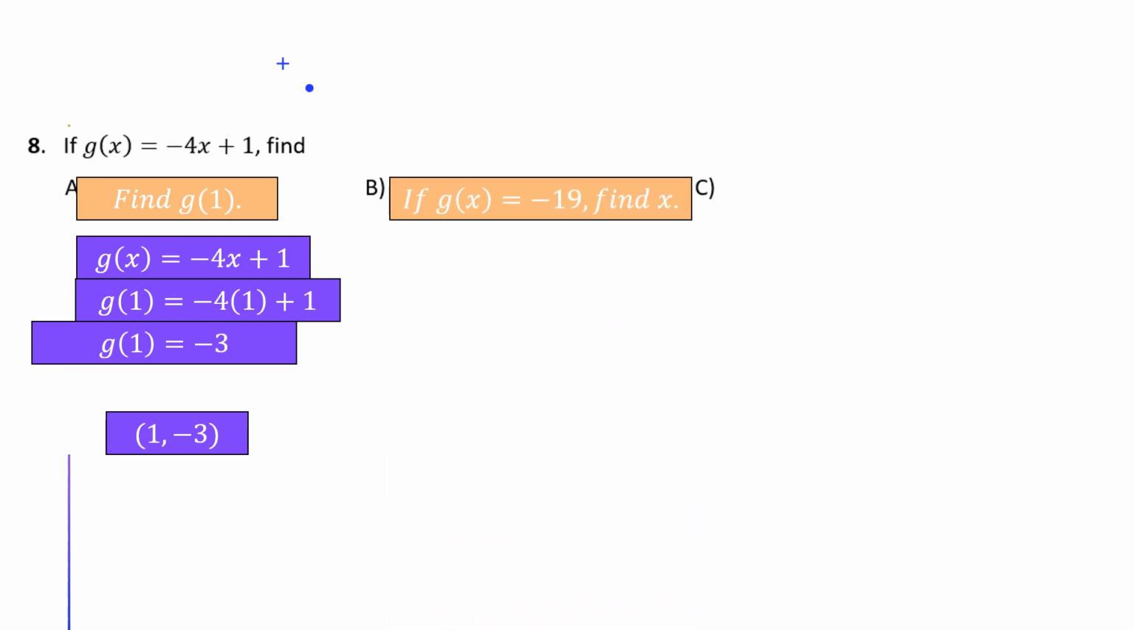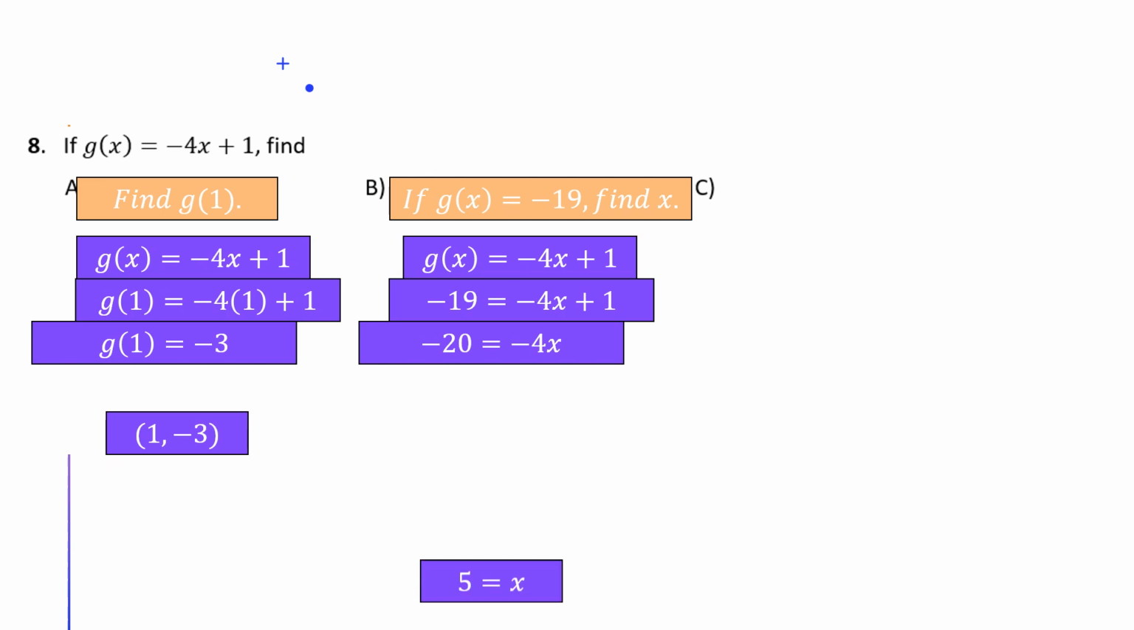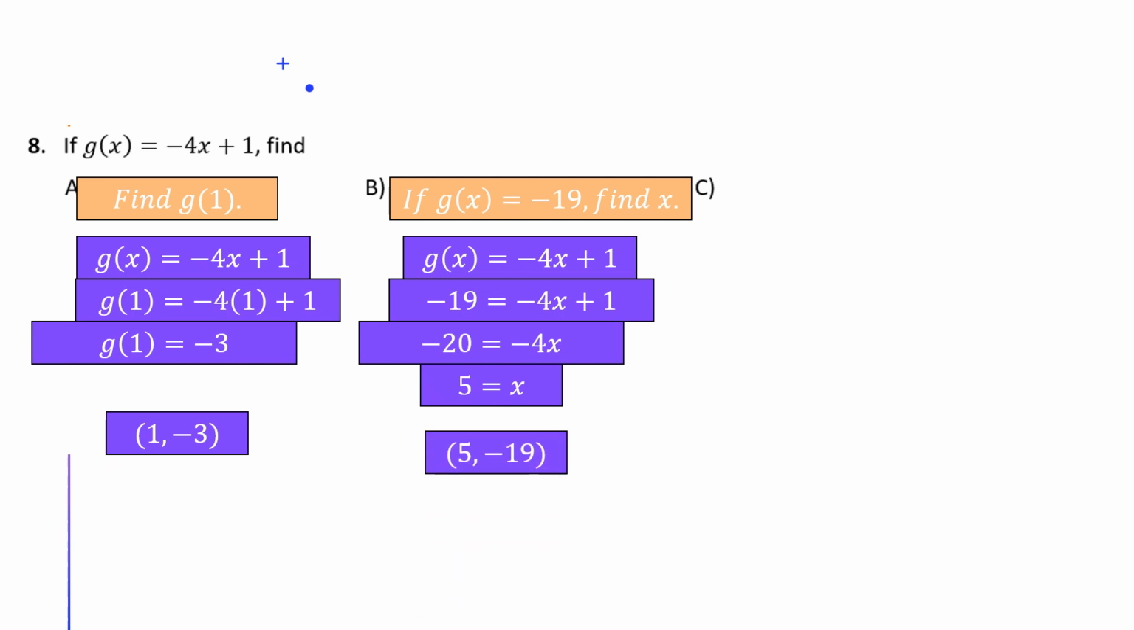All right, let's work backwards for this one. So this time we're given that g of x is equal to negative 19, and we are trying to find x. So start with your function, and then replace g of x with negative 19. Now it's just a two-step equation. Go ahead and solve it. Subtract 1 from both sides, and then divide both sides by negative 4. So x would have to be 5. And that means your ordered pair would be 5, negative 19, because g of 5 is equal to negative 19, according to what we just calculated.